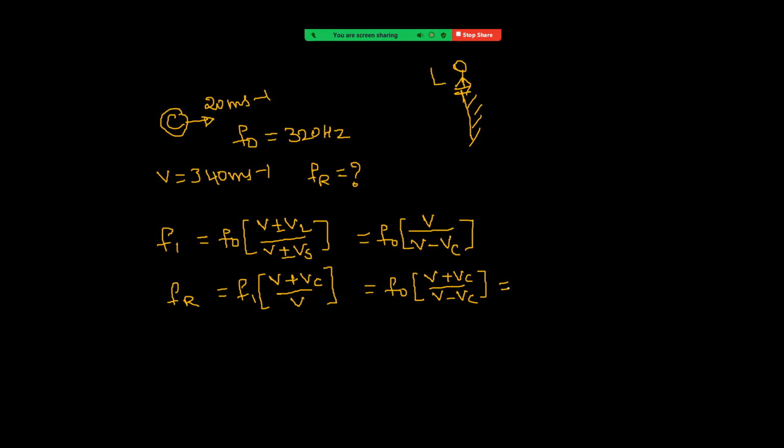Now put values in this. F0 given 320, V value given 340, 340 plus 20, it is 360, over 340 minus 20. That means the final answer: 320 gets cancelled, it is now 360 Hz. This is the final answer. So here you have to focus on step one: take the wall as listener, find frequency F1. Now take the wall as a source and the car driver as listener. That is step two. Right. Now see the next problem.